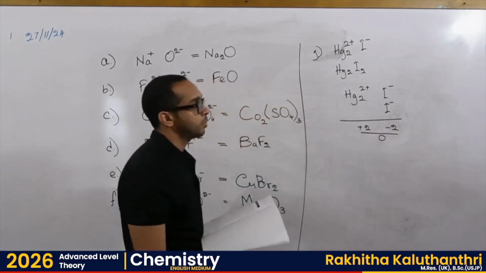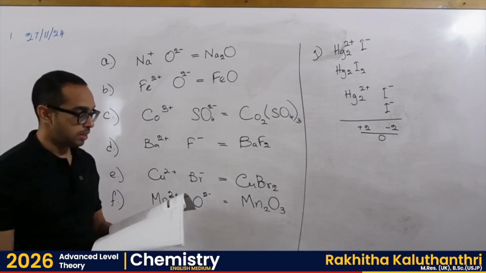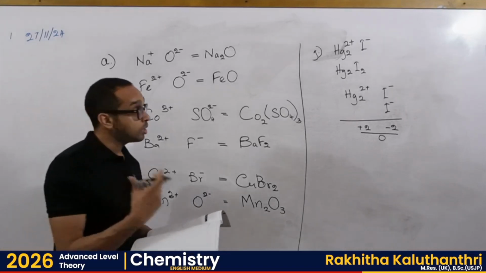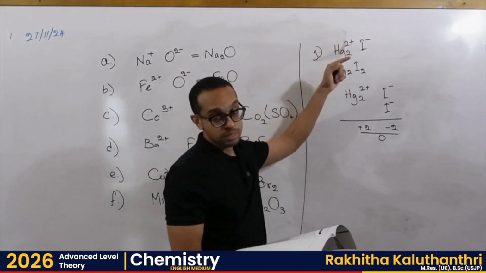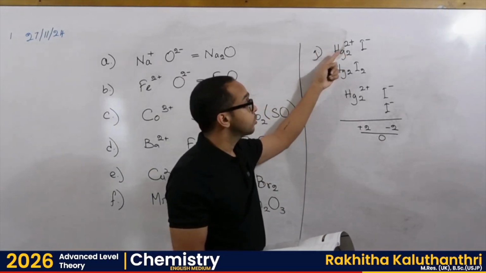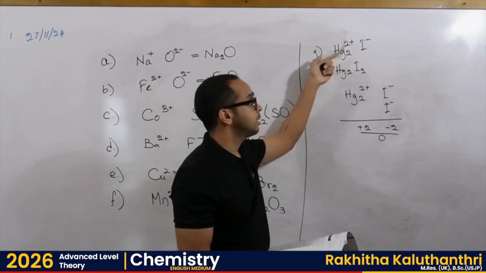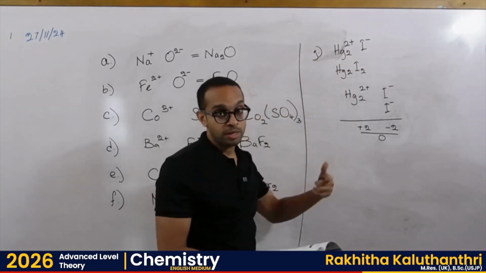So when you're writing the formula, do it mindfully. Don't just write the formulas using the crossover method. Sometimes, when it comes to somewhat unique formulas like Hg2 2+, which is somewhat uncommon, right? When it comes to those kinds of parts, you will find it difficult to get the correct answer if you're just mindlessly trying to do the crossover method when writing any formula.